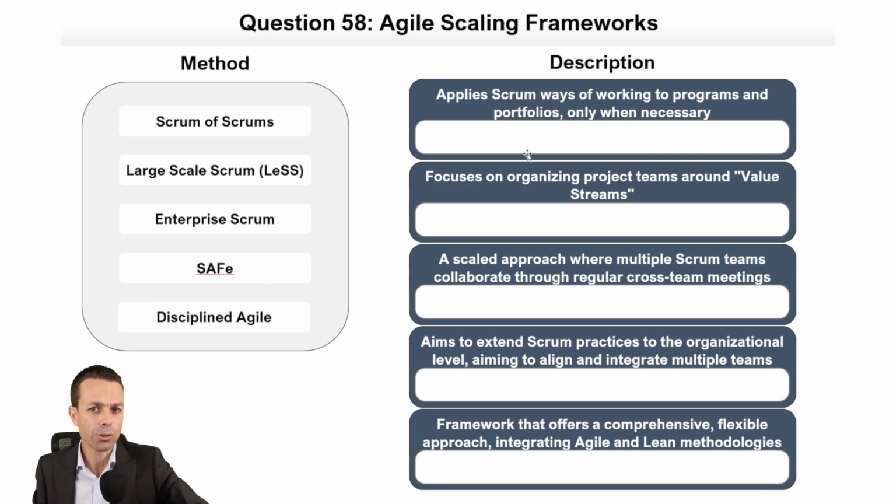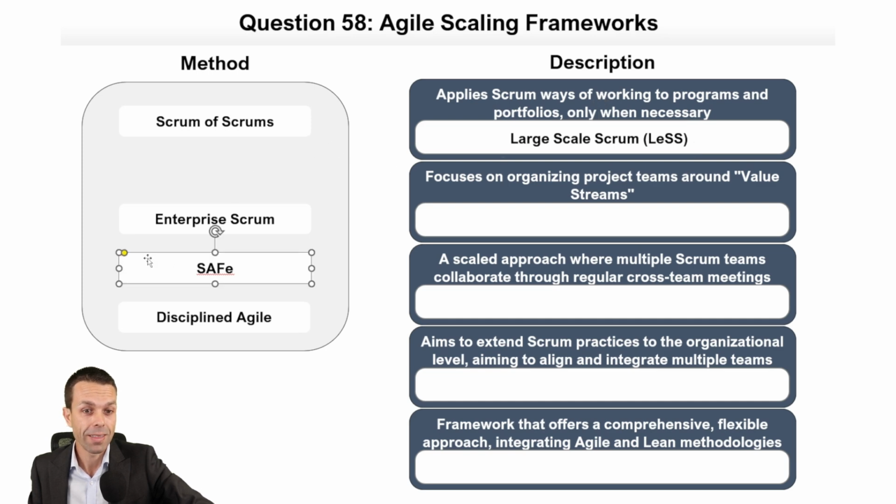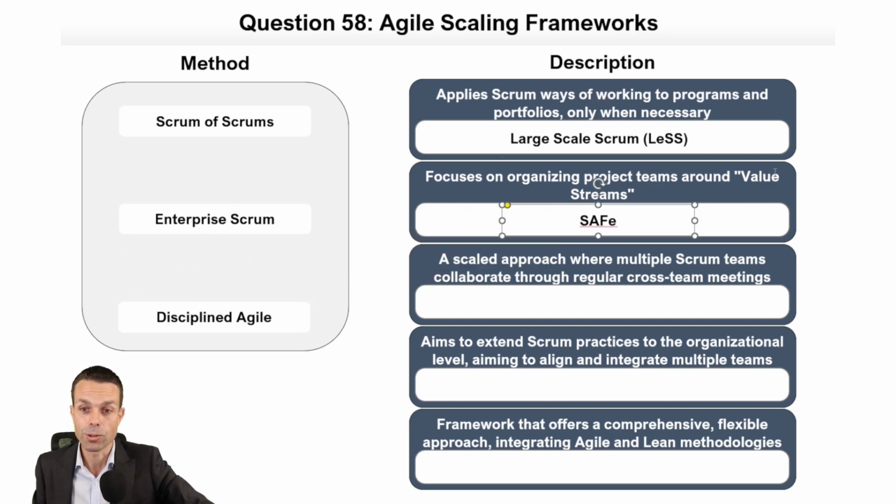If we apply Scrum ways of working to programs and portfolios only when necessary, that is going to be our large-scale Scrum, because Large-Scale Scrum actually recommends that we don't use a scaling method, only if we absolutely have to. Now, if we focus on organizing project teams around value streams, that's going to be our Scaling Agile Framework, or SAFe. They use the value streams method, which again came from the Toyota Production System, or Lean.